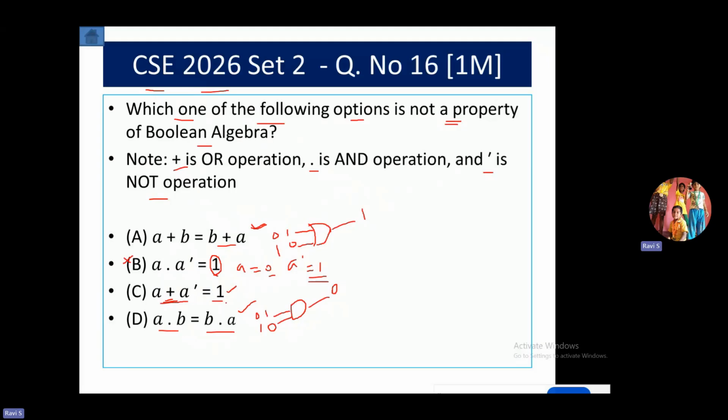So among the 4 properties listed here, 3 properties A, C and D are properties of Boolean algebra, while option B is not a property of Boolean algebra.